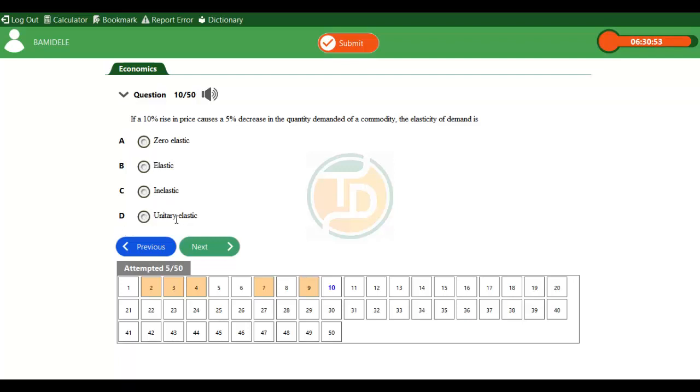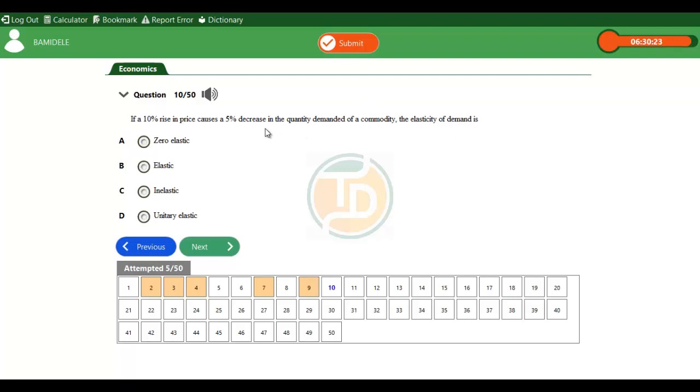Option D talks about a unitary elastic demand. A unitary elastic demand can also be called unit elastic demand. It means that the coefficient of price elasticity of demand is equal to 1, which means when there's a change in price, it will bring about a proportional change in quantity demanded. So from these options, we will be guided in picking the right option.